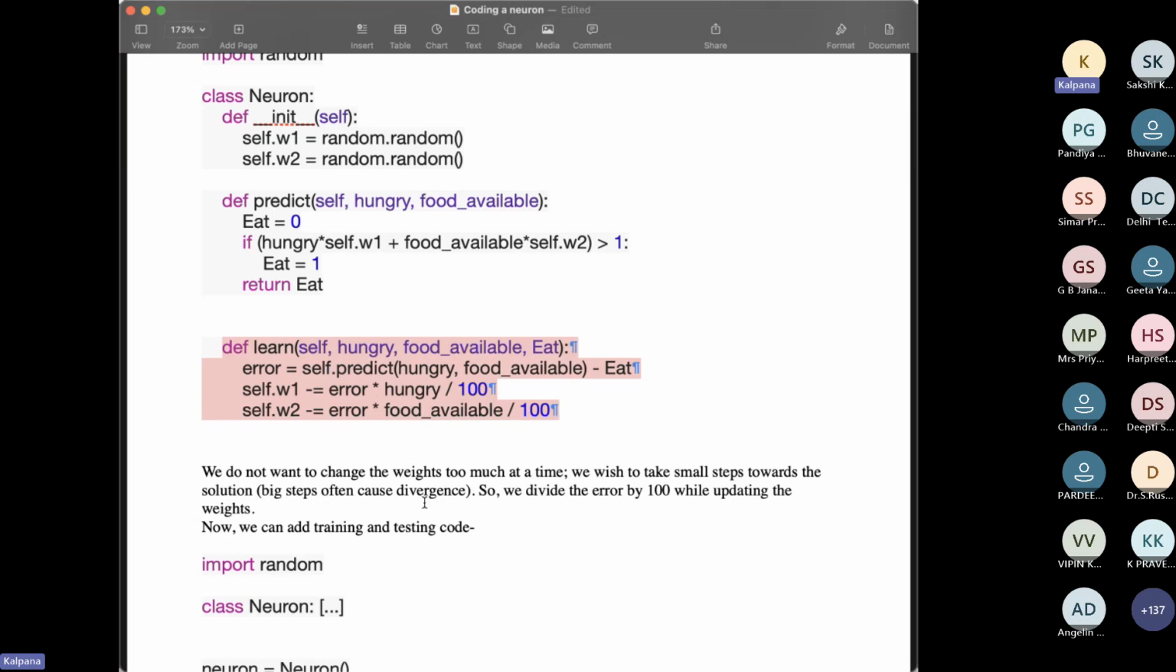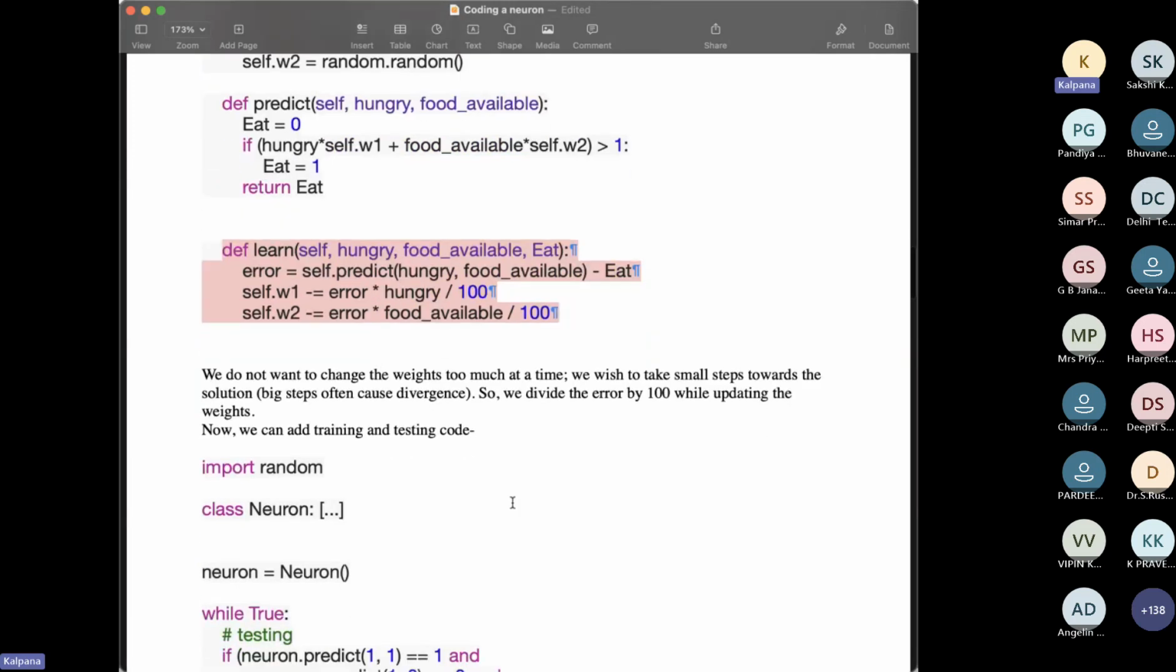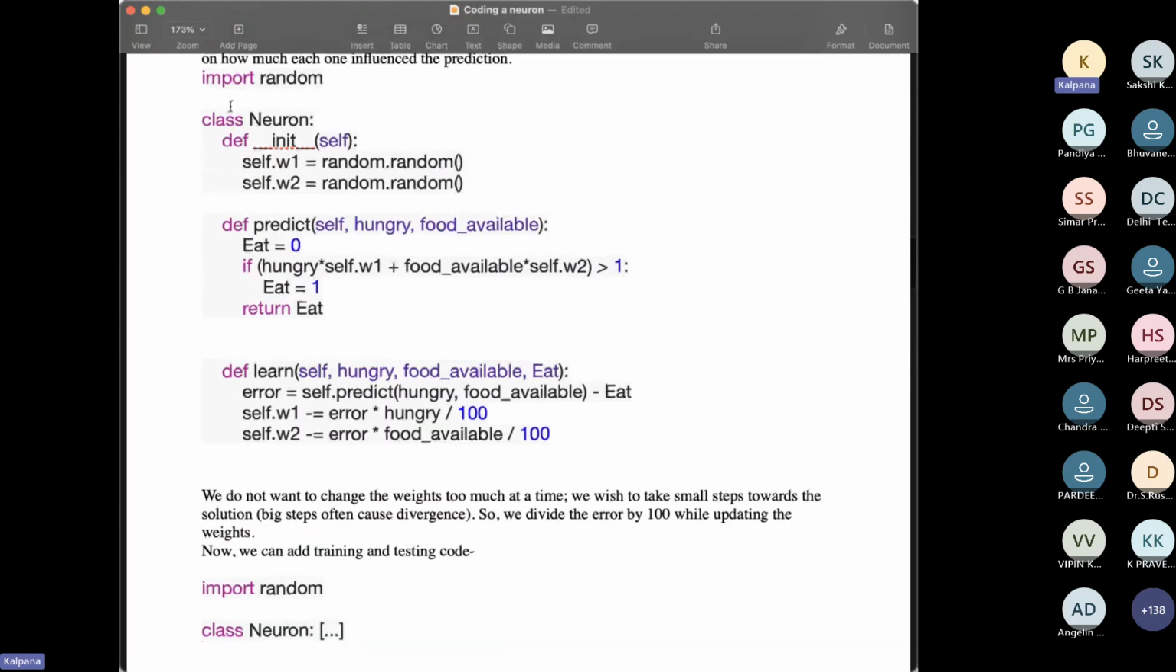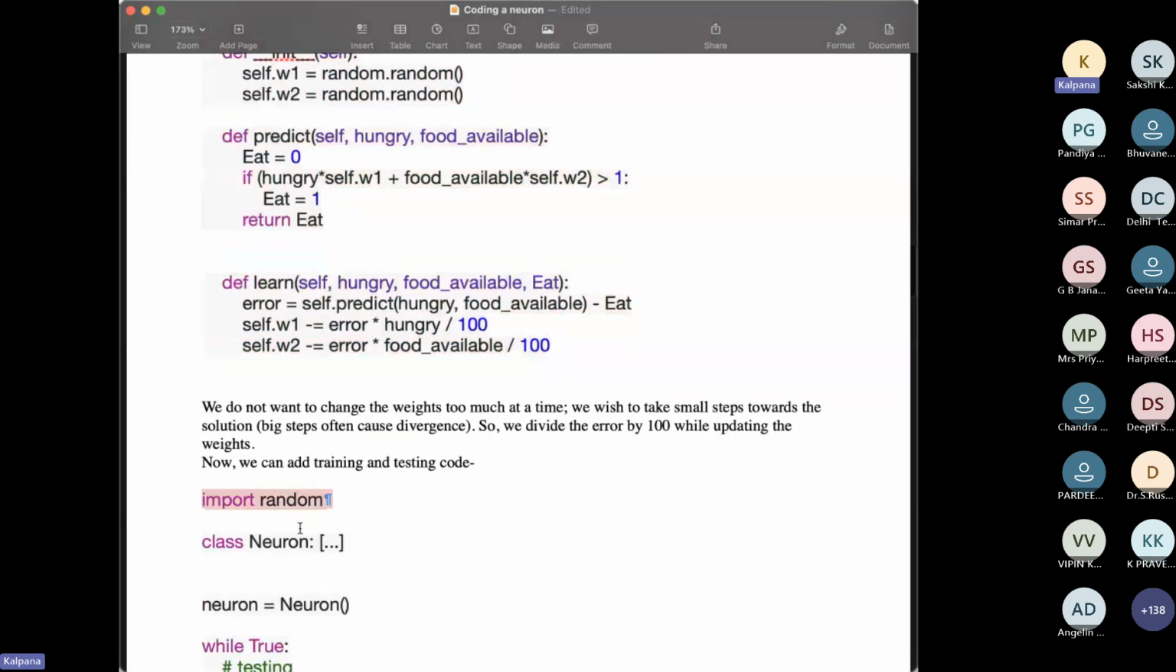So we do not want to change the weights too much at a time, and we wish to take very, very small steps towards the solution. So we divide the error by 100 and update the weights accordingly. Now let's see. We have a class available. This is the complete class, and that is the neuron over here.